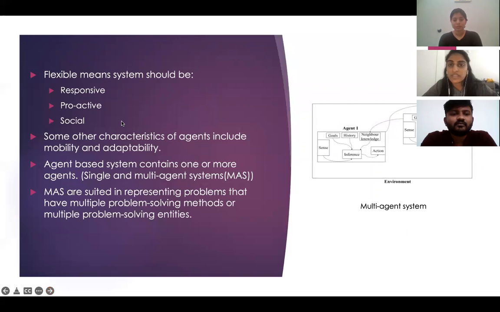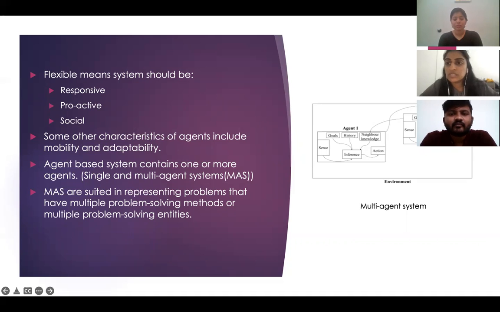Flexibility means an agent should be responsive, proactive, and social. Responsive in the sense that the agent should be able to recognize its surroundings properly and change accordingly. The agent should also perform actions proactively. Some other characteristics that agents have are mobility and adaptability.